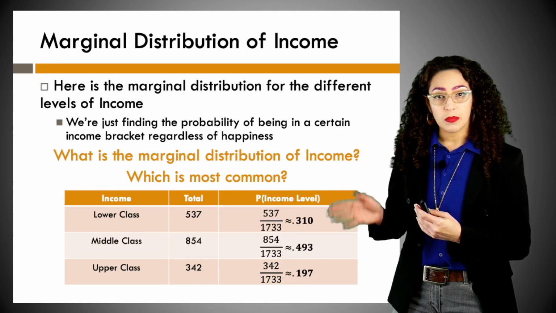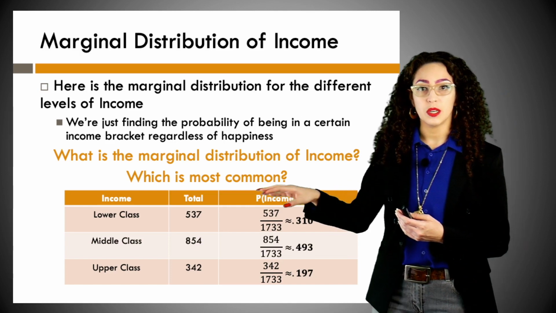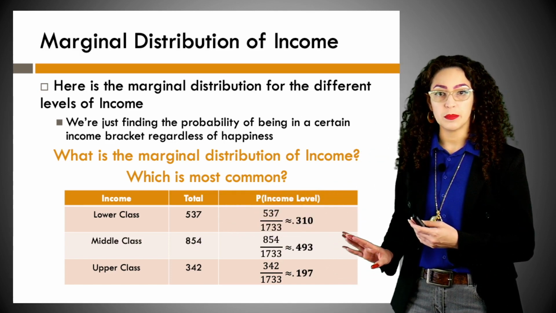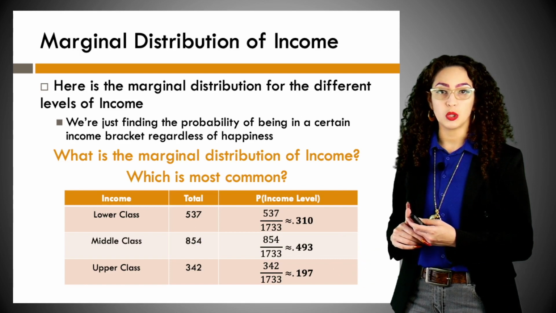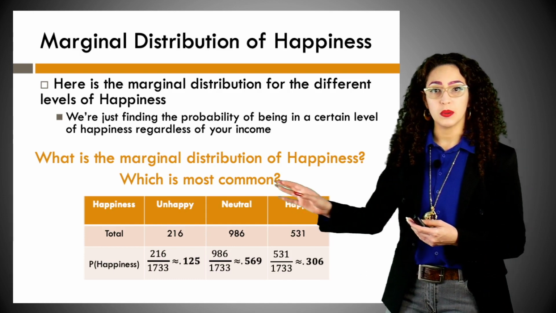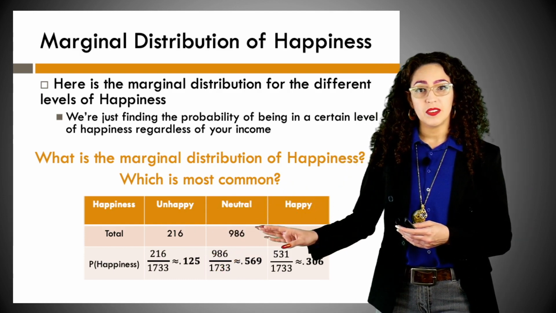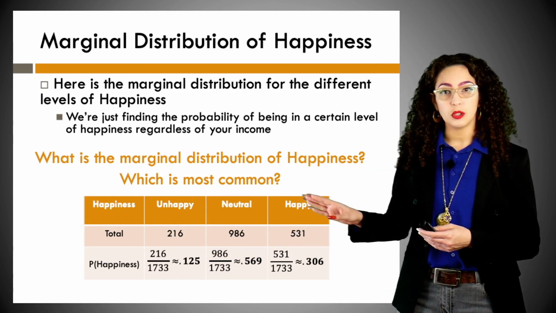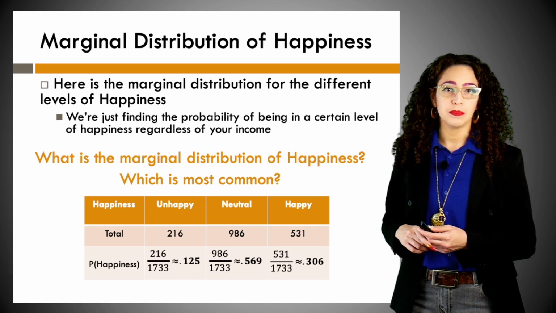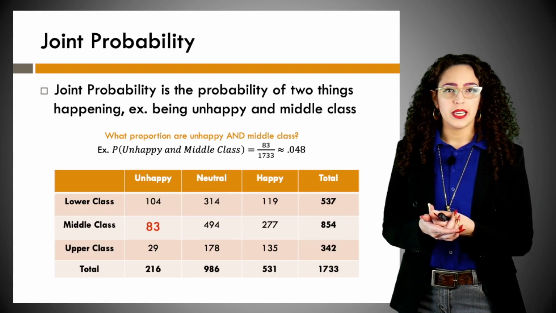So here are all of the marginal distributions for each level for both categories. So probability of being lower class, 31%, middle class, almost 50%, and upper class, about 20%. Here is the marginal distribution for levels of happiness. So it looks like 12.5% of people are unhappy, 57% of people are neutral, and 30% of people are happy. Which category do you fit into? I hope this one.